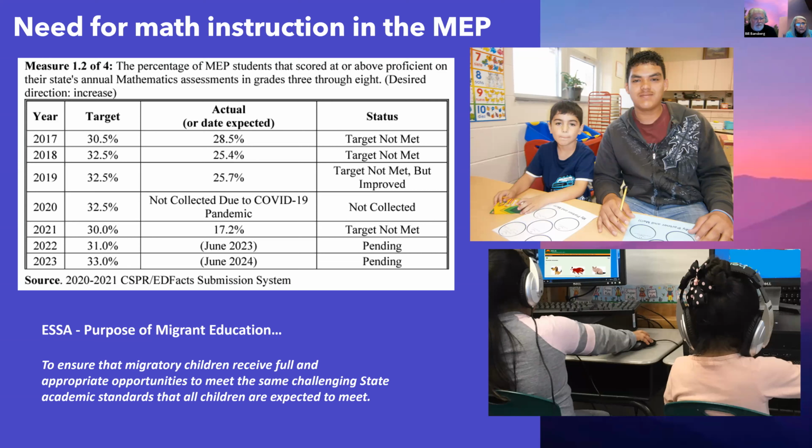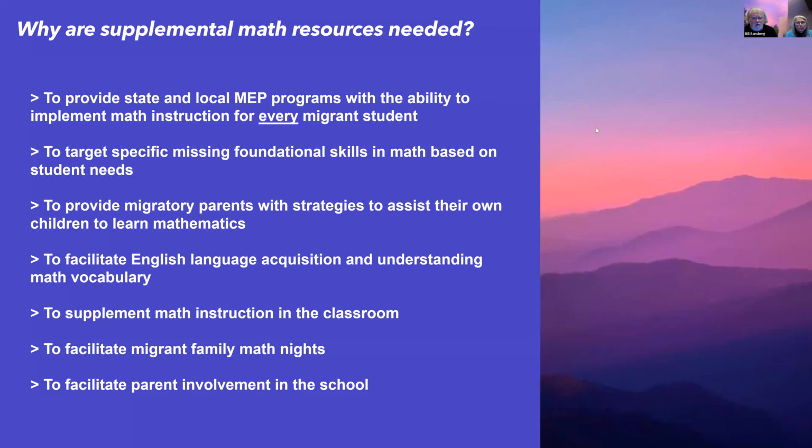ESSA, the act that authorizes migrant education, says that the purpose of migrant education is to ensure that migratory children receive full and appropriate opportunities to meet the challenging state standards and academic standards that all children are expected to meet. That is our purpose. And so this is a real need. What kind of resources are we talking about, and why are they needed?